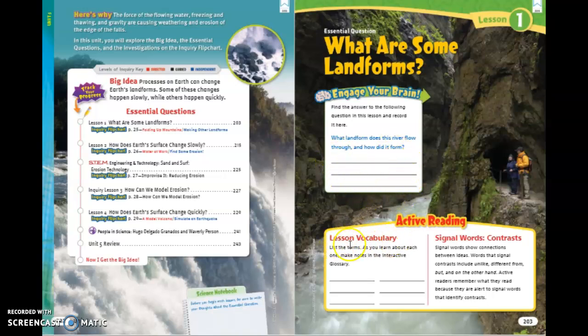Active reading. Lesson vocabulary. I'm going to give you the 6 terms that you're going to use in this lesson. After the lesson, you can go back and write the terms in the line. The terms are the highlighted terms in your book. The first one is landform, valley, canyon, mountain, plain, and plateau.